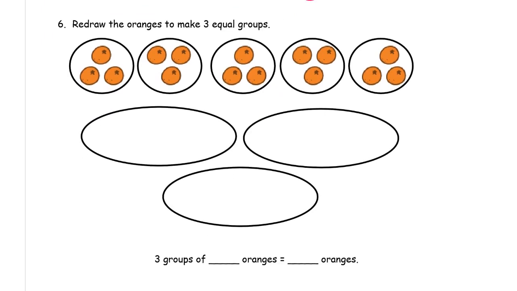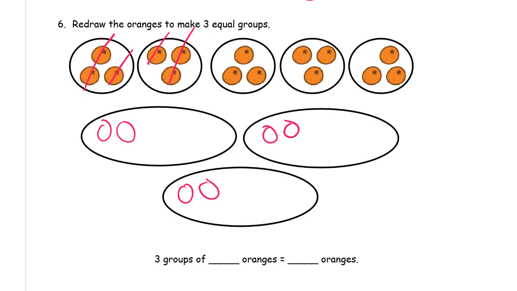Redraw the oranges to make three equal groups. So here we have groups of three, and I'm drawing them into three equal groups. It looks like there's plenty of oranges here. So what if I just do two at a time this time? I'll do two at a time. One, two. And then I'll take these two next. One, two. I'll take these two next.